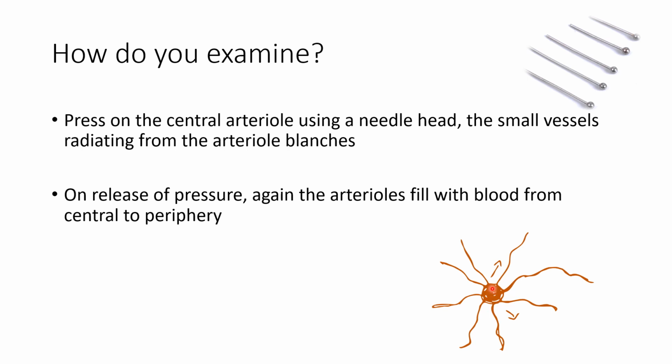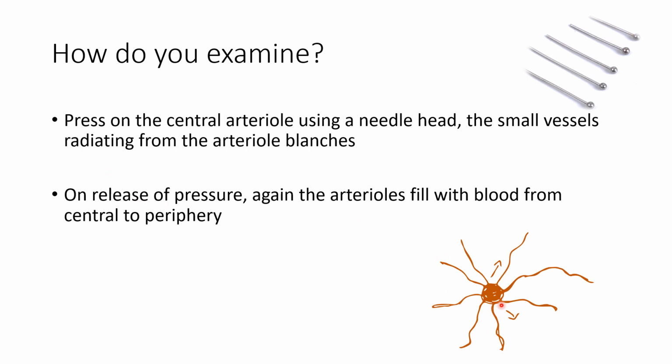What will happen? I told you the blood is moving from the central arteriole to the smaller vessels. So when I block the central arteriole, the blood flow to these small vessels decreases and there will be a blanching appearance, meaning it will become pale. All these blood vessels surrounding the central arteriole will blanch, or become pale in color.